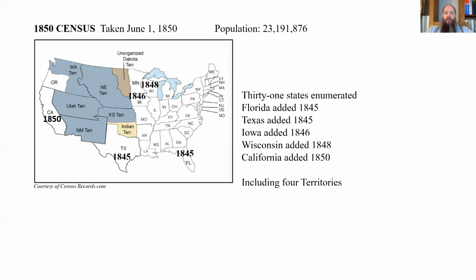Texas, obviously, as a result of what was to become the Mexican-American War of 1846. Iowa would follow in 1846, followed by Wisconsin in 1848. And then finally, California was added in 1850 as part of the Compromise of 1850, passed by Congress in September of that year to avert a civil war between the southern and northern states. This census also included 4 separate territories.